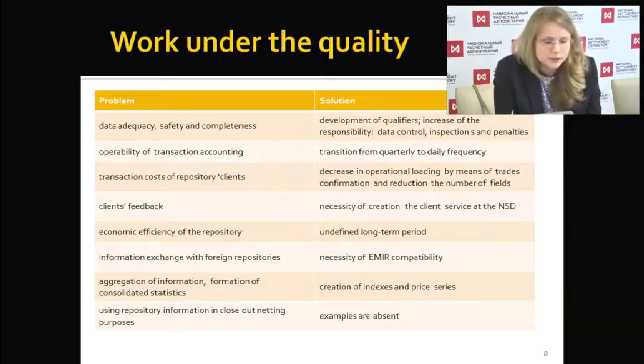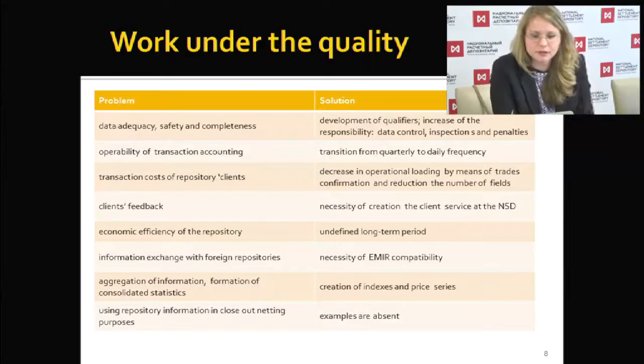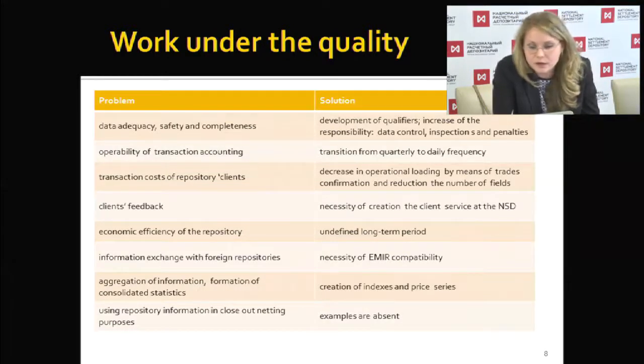Of course, we need to provide very big work to make our repository a very good repository, and right now we have some problems. For example, the problem concerns data adequacy, safety, and completeness. And what could the solution be? It could be development of qualifiers, increase of responsibility, data control, inspections, and penalties, of course.